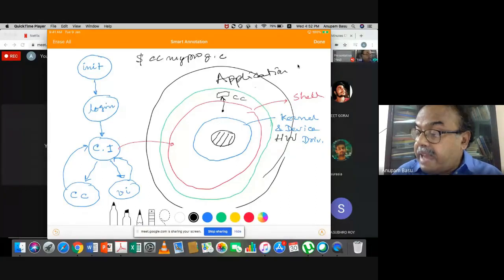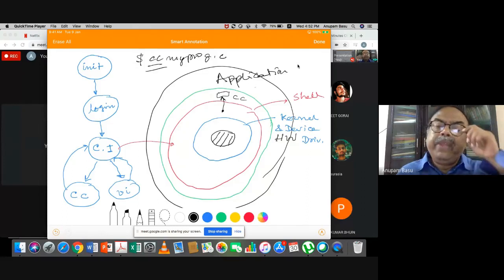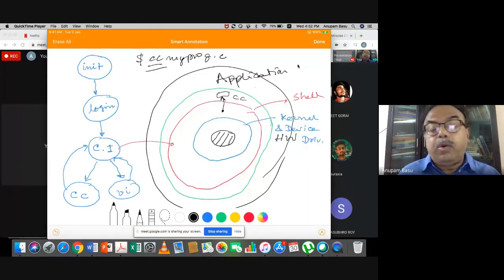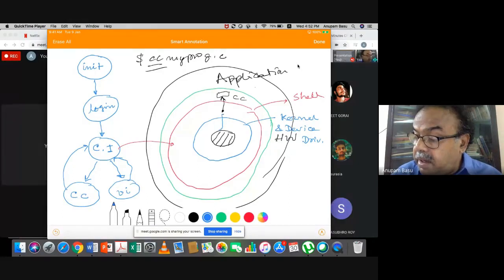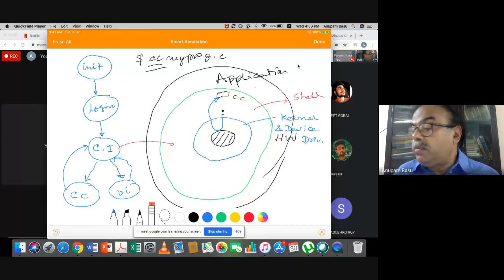Here I am the user. I gave the command CC, and that has been accepted by the shell or the command interpreter. Now the command interpreter finds that it's a valid command. It will invoke the CC, but before that, it will take the support, assistance of the kernel. It will come here, and from there it will invoke CC, and not in this direct form.